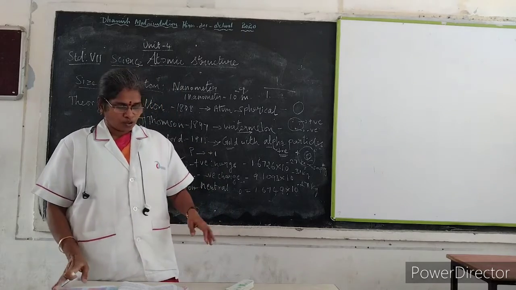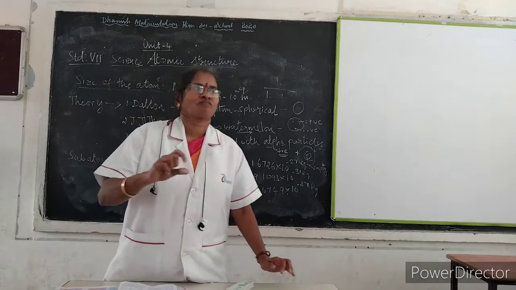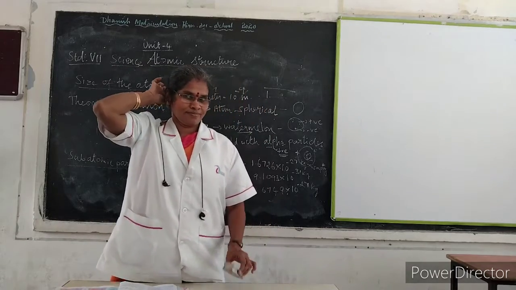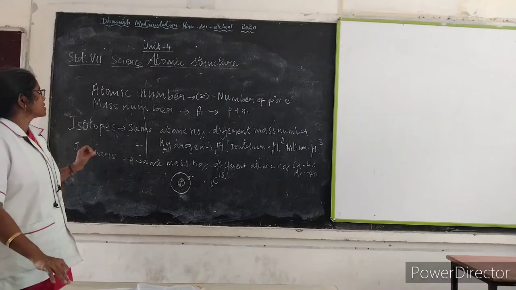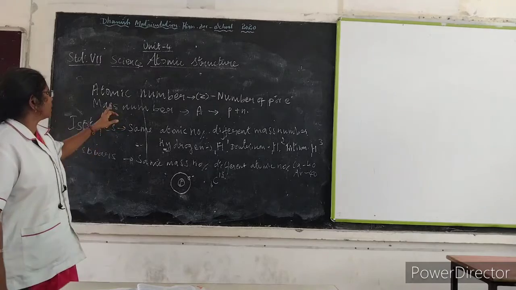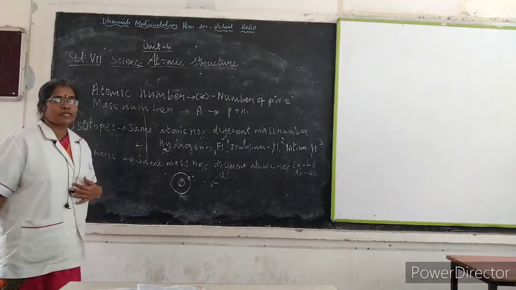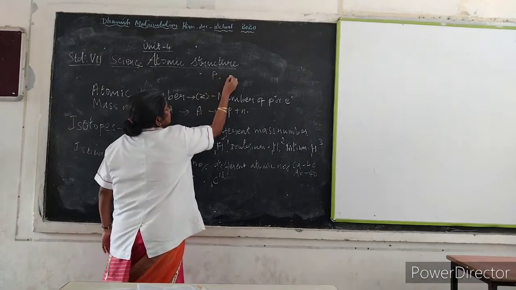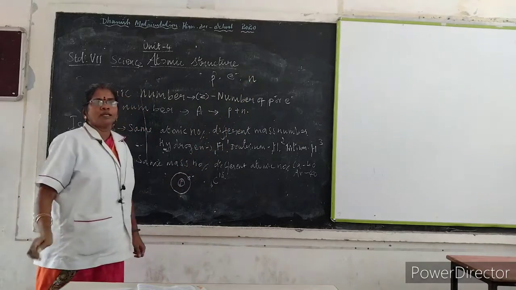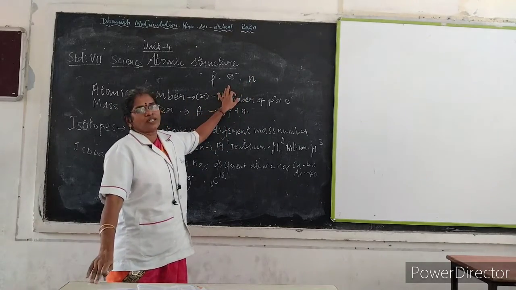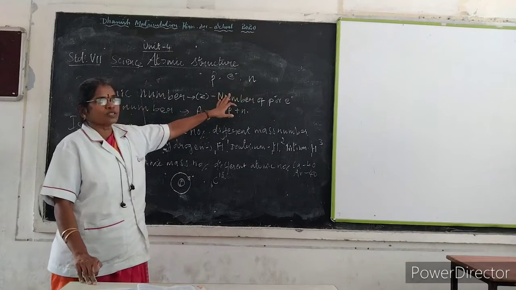Next we can see about atomic number and mass number. Now we are going to see about atomic number and mass number. So what are the subatomic particles? Proton, electron, and neutron. What is the charge of proton? Positive charge. Charge for electron is negative charge. Charge for neutron is neutral charge, that is, no charge.